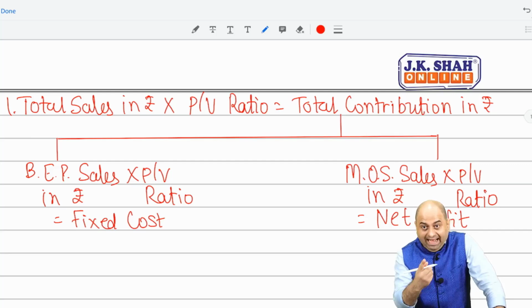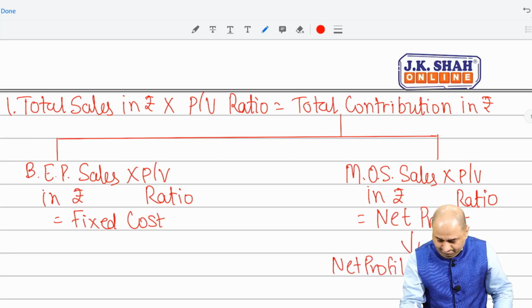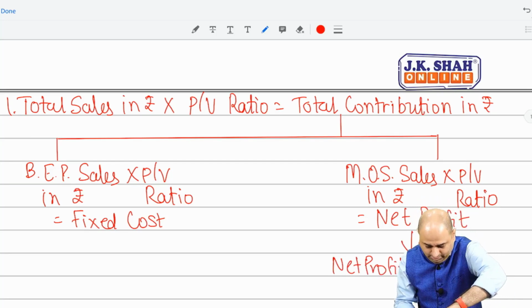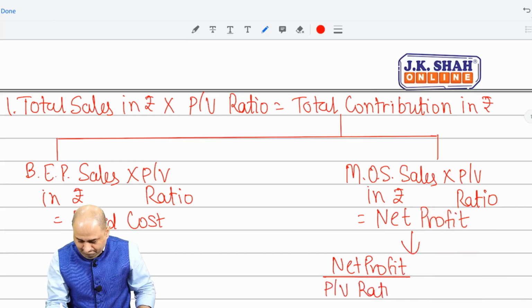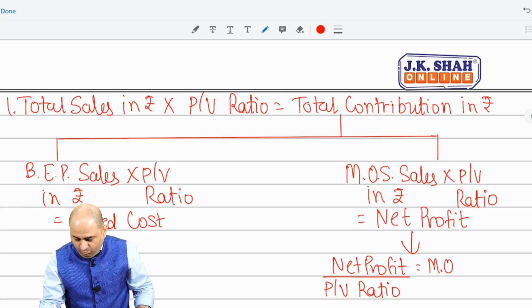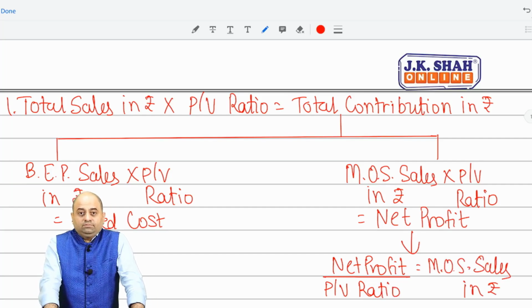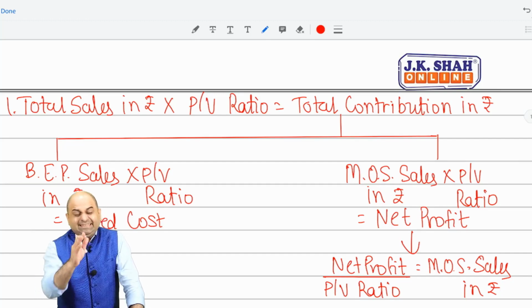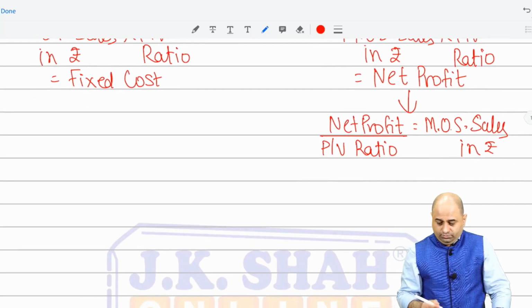And alternatively, I can get one more formula from this part, that is net profit upon PV ratio is equal to MOS sales in rupees. That is the first special point which I wanted to explain. Similar thing, but my second special point is coming up right now.